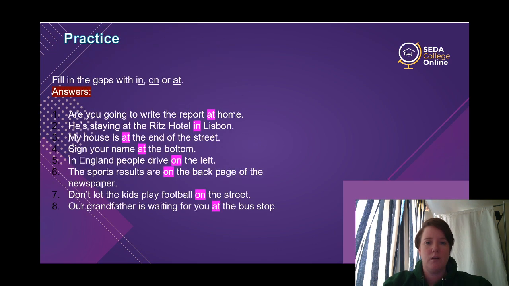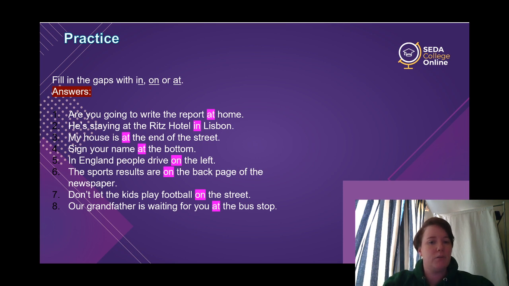So here we are, the answers. The first one: Are you going to write the report at home? Okay, so we use at home here. He's staying at the Ritz Hotel in Lisbon. That's a geographic region. My house is at the end of the street. At the point. Remember, point at the end. Sign your name at the bottom of the page.